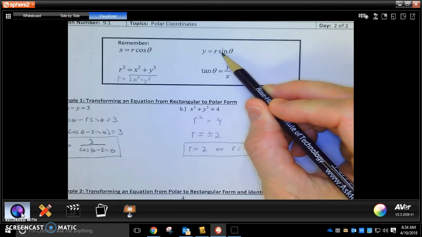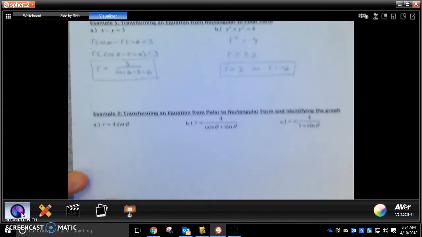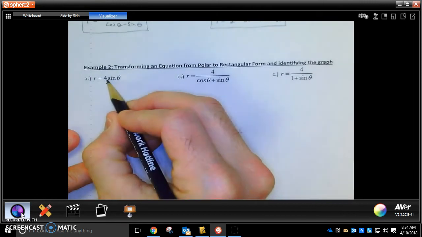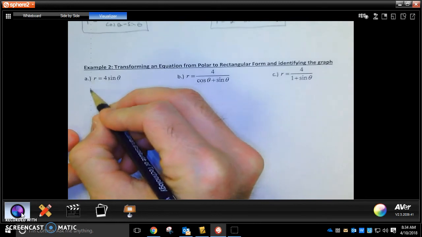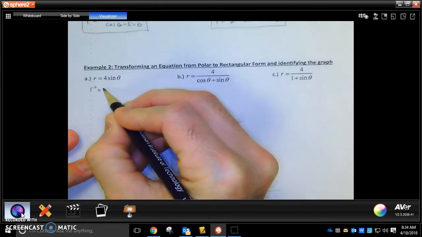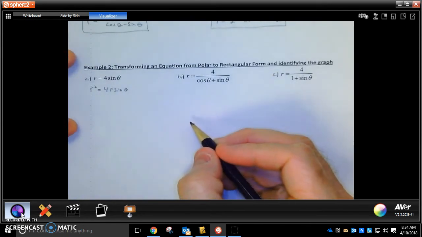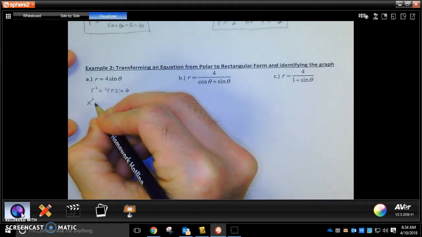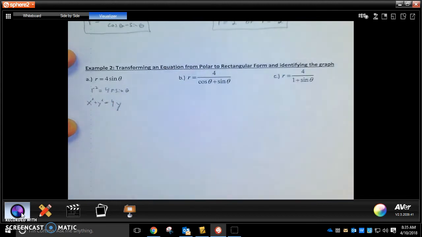Because if I had an r in front of the sine, then I could take that whole expression and replace it with y. So here's what we're going to do. We're going to give ourselves an r here by multiplying both sides by r. That'll turn this r into r squared. It'll turn this side into 4r sine theta. And now I can replace both sides. I can take the r squared, replace that with x squared plus y squared. I can take the r sine, replace it with a y. And now I have an equation that just has x's and y's.